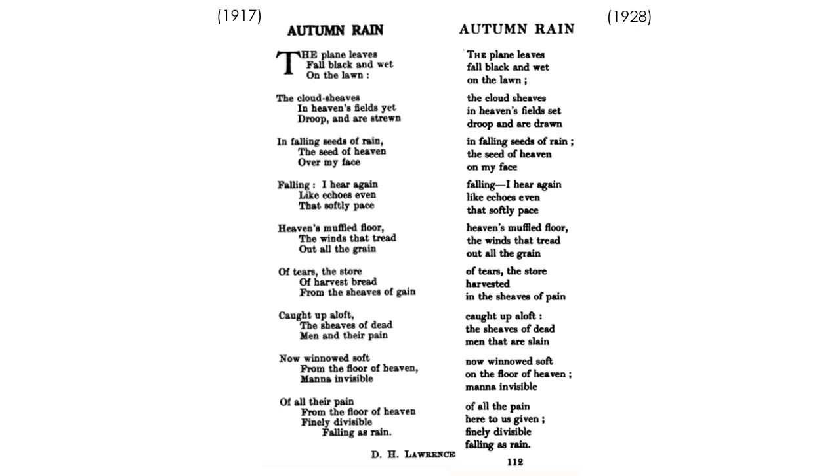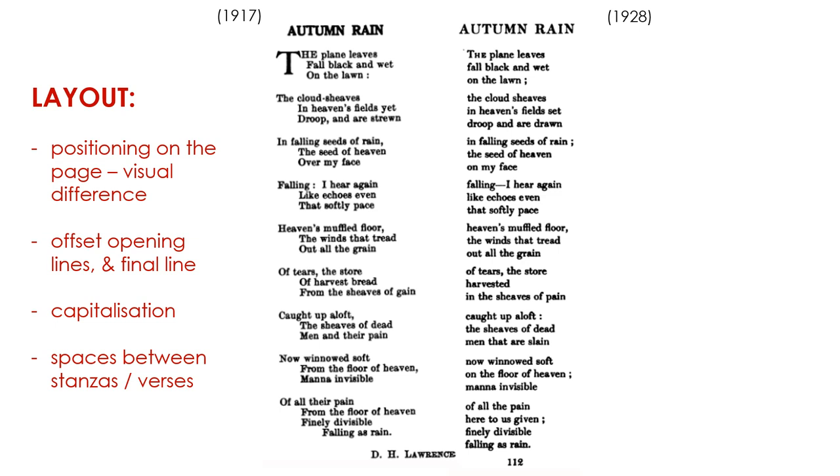So in terms of the layout, the poem does look visually very different. First, the offset opening lines. I think this is the most obvious difference, that each stanza, each verse is quite clearly demarcated because of the indent of the subsequent lines. So you really notice the first word in each stanza, in each verse, and then the final line as well. So falling as rain is offset again.